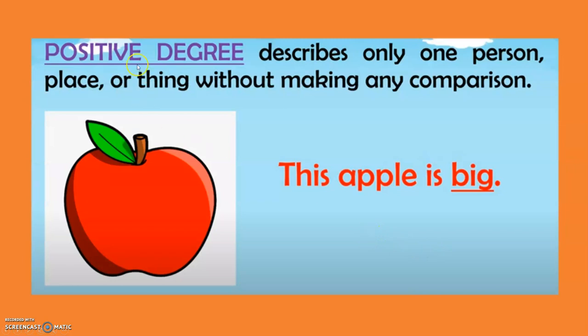Now let's start with the first one, positive degree. When I say positive degree, what does it do? It describes only one person, place or thing without making any comparison. See the example. I just say this apple is big. Which is the word that is describing the apple, children? The word big. So it is only big. So what degree is it? It is positive degree.